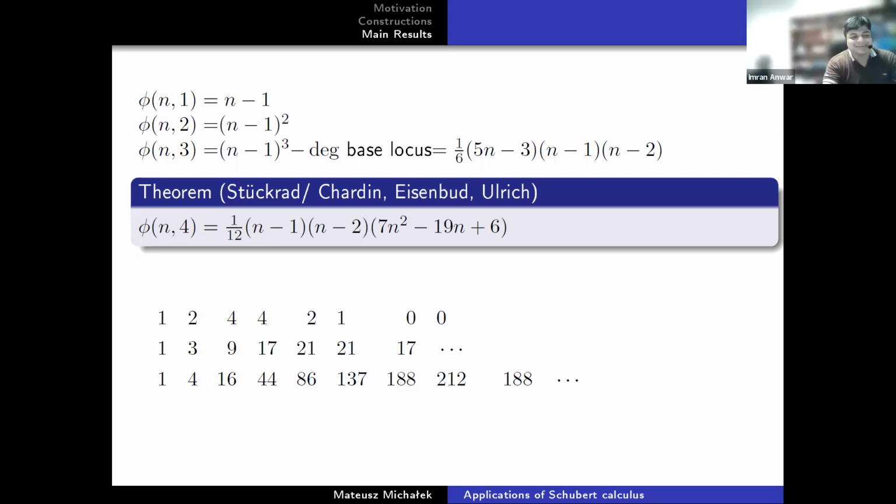No, I got it. Thank you. And the cap product in cohomology is just the intersection in the Chow ring. And yeah, the grading is basically the same. Yeah, thank you.